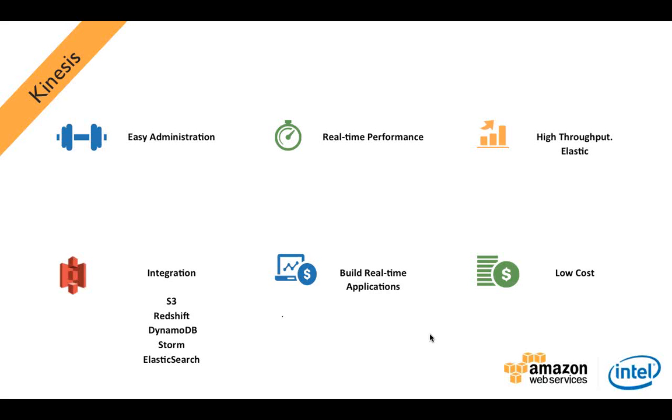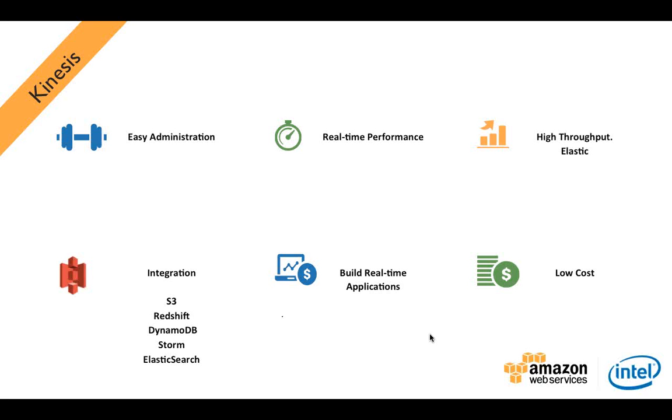And then in terms of integration, we've provided a number of pre-built connectors to different services. So obviously our own, such as S3, Redshift, Dynamo, and EMR, but there are others as well. So if you wanted to use Apache Storm, for example, we've got a spout for that. If you want to use Kinesis as the capture mechanism and pass that to Storm for further processing, you can do that. And also Elasticsearch as well. So if you wanted to push messages straight into Elasticsearch, you can do that.